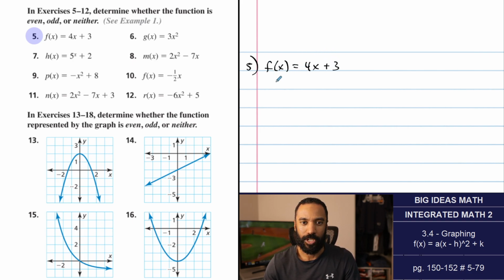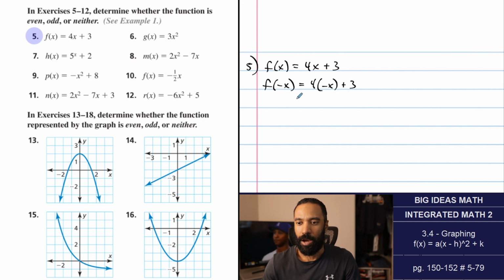So here's the original function. What I'm going to do is substitute negative x in for x. It's going to take its place. So we'll get 4 times negative x plus 3. Now we're going to simplify that. 4 times negative x is negative 4x, and we get negative 4x plus 3.